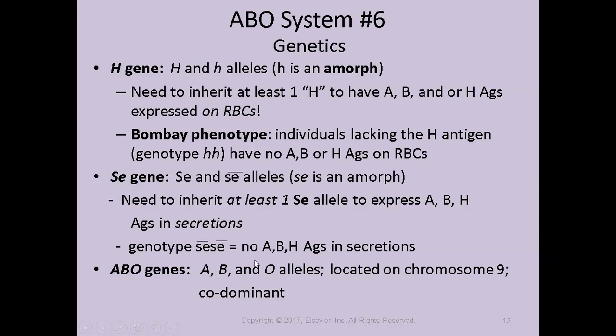Our ABO genes, remember, A, B, and O alleles are located on chromosome number 9, and they exhibit codominance. That's how it's possible for us to have type AB or type A or type B or what have you. So hopefully that makes sense.